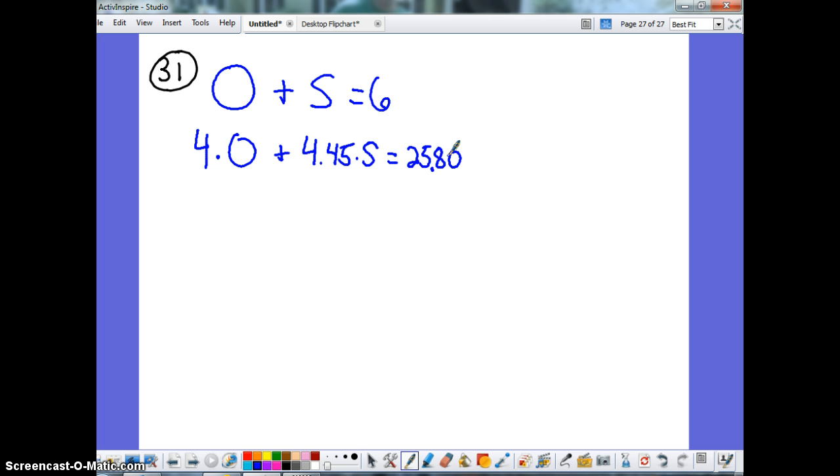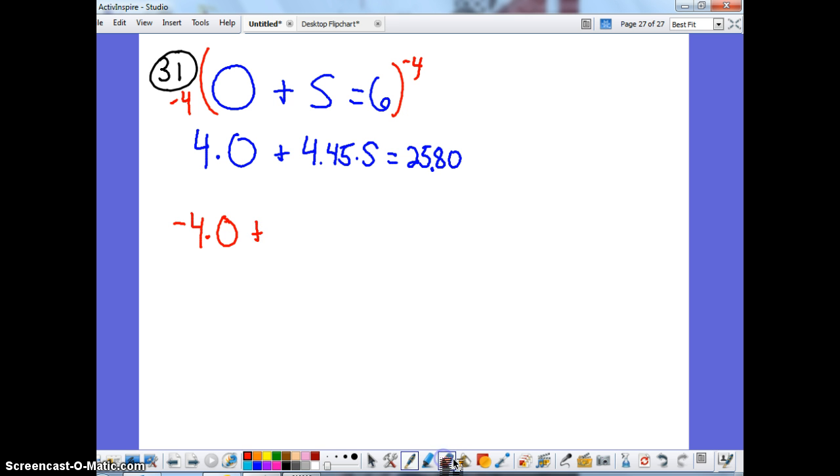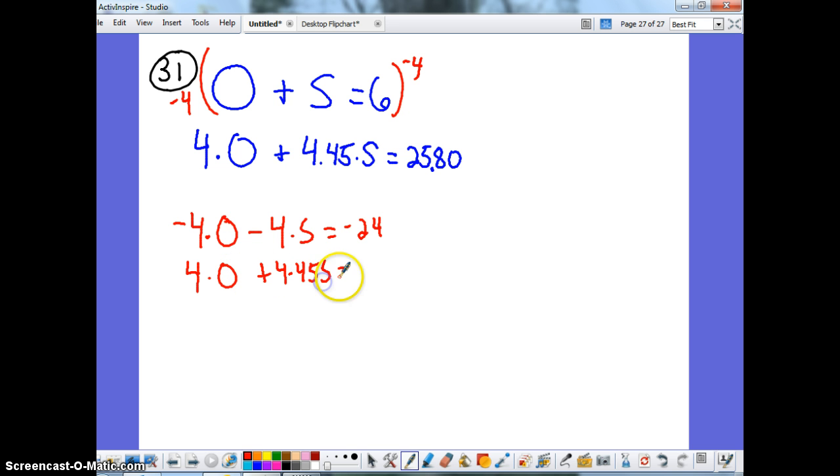All right, so I'm going to solve this by elimination. I'm going to multiply the top equation by -4, so that I can eliminate my O's in the front here. So that's going to be -4O, plus, or really minus, 4S equals -24. The second one is 4O plus 4.45S is equal to 25.80. Okay, so when you do this again, you are trying to eliminate a variable.